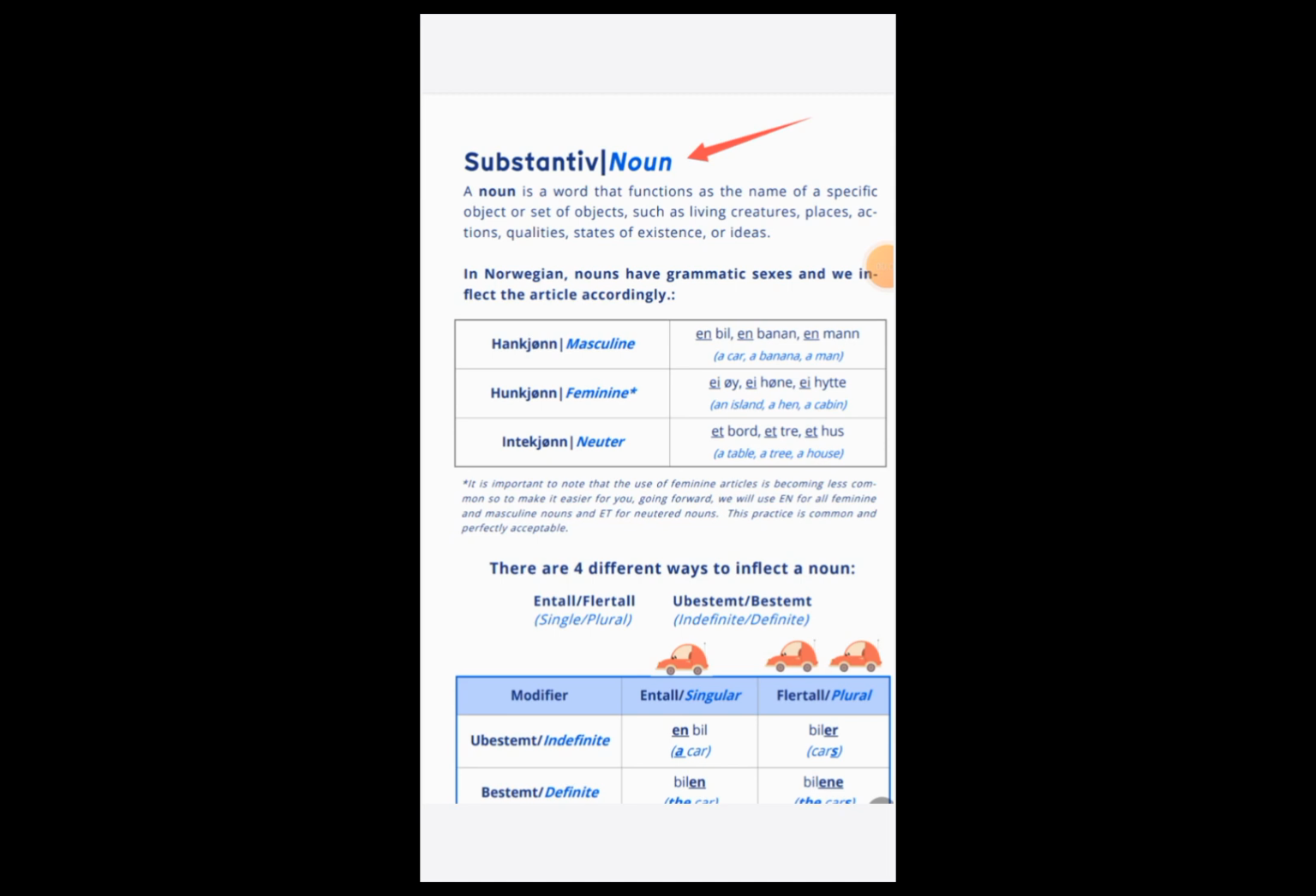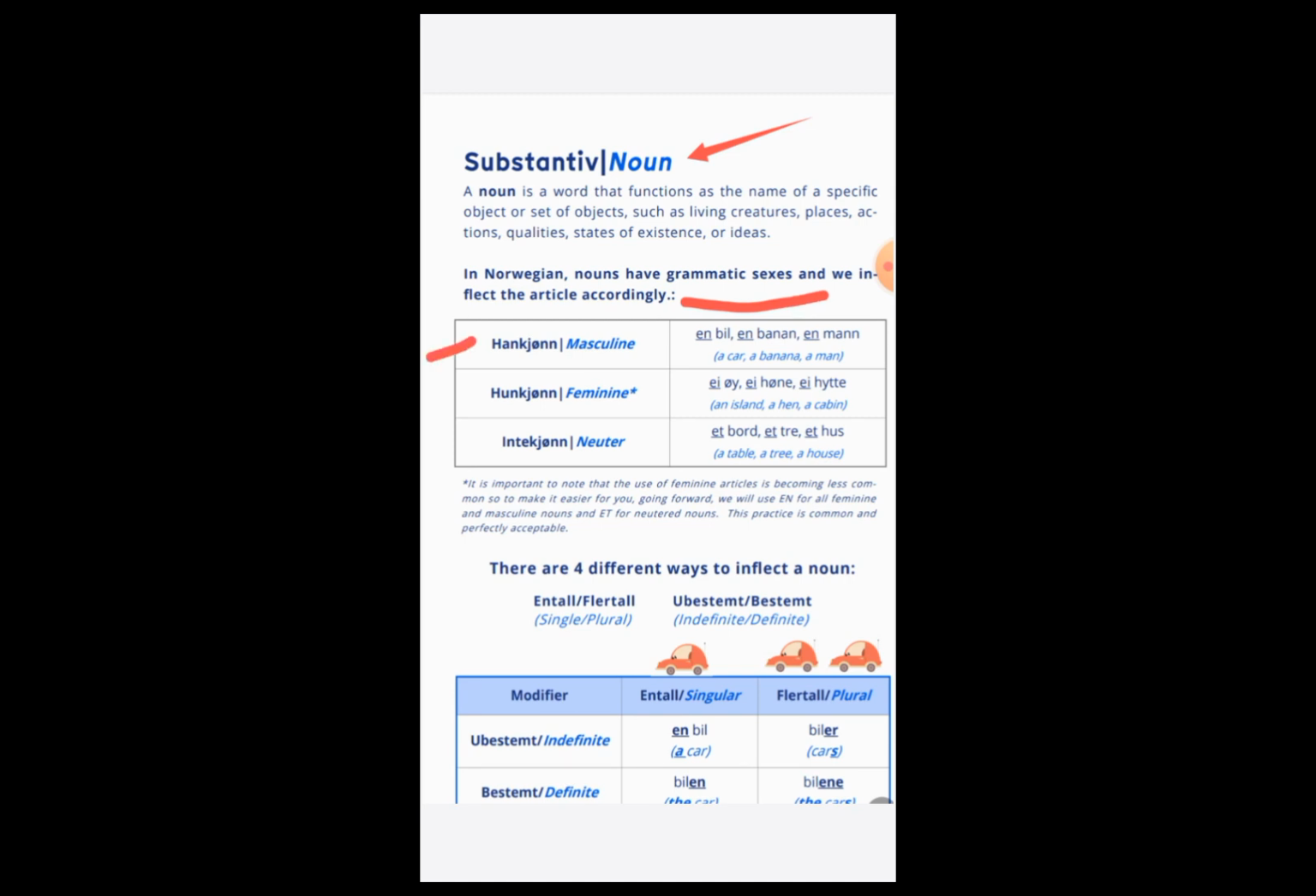Okay, just like in English, a noun or substantive in Norwegian is a word that functions as the name of a place, an object, a living person, or any idea. But here's a little twist. In Norwegian, nouns have specific genders.